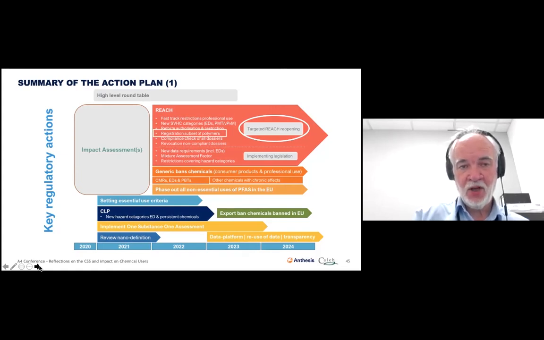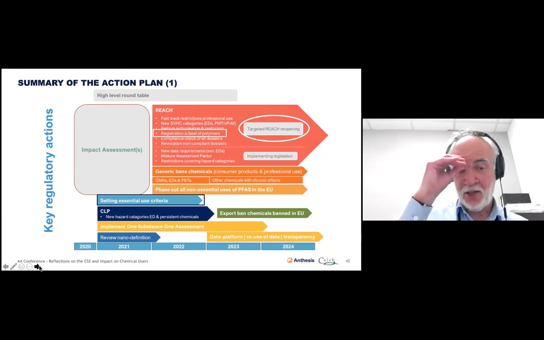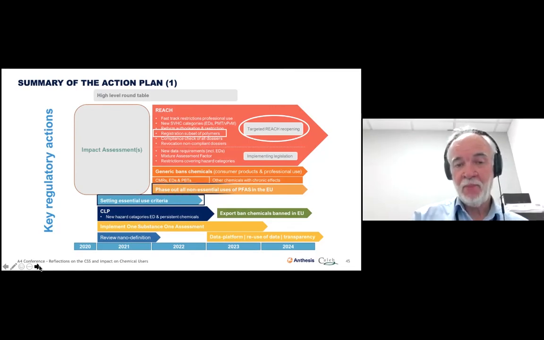And you can see that in amongst the ones I'm highlighting, one of the things going on between 2021-2022 is the setting of essential use criteria. And that will ultimately lead into probably what's going to be the poster child of this whole chemical strategy, which will be the phase out of all non-essential uses of PFAS in the EU. Although it should be said that that is being enacted under a restriction, which will actually be structured under the old REACH process. But once you start introducing essential use language, you then have to think that through a bit further.